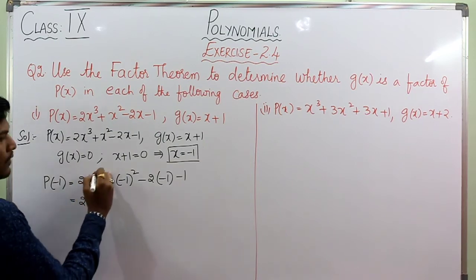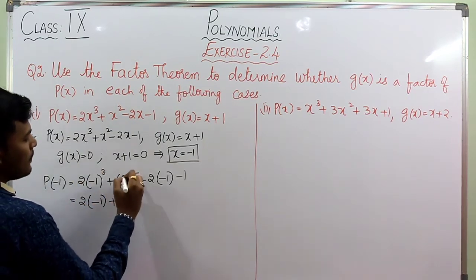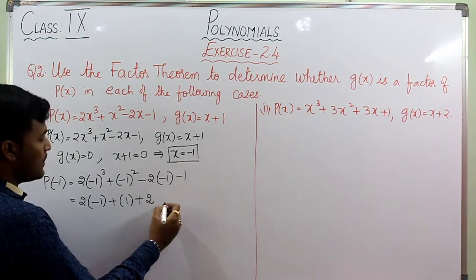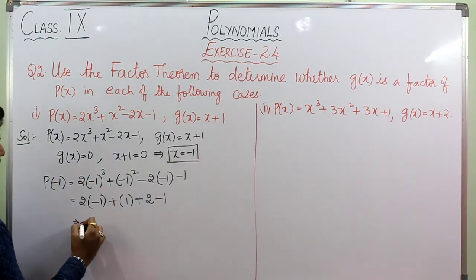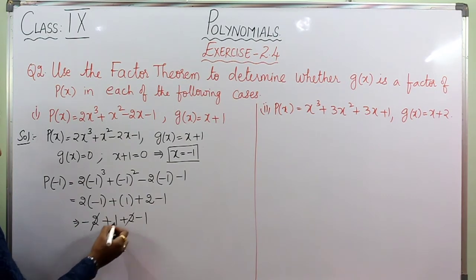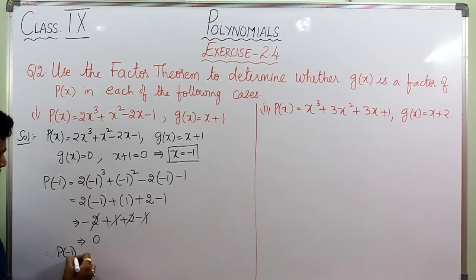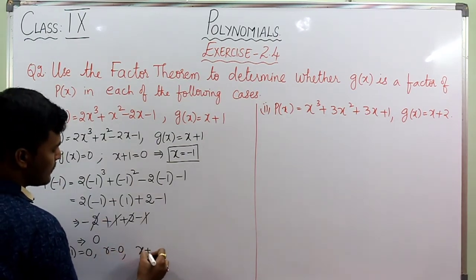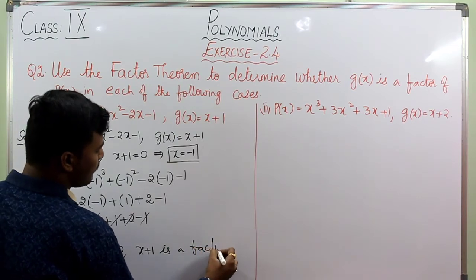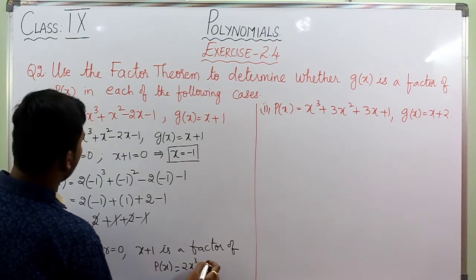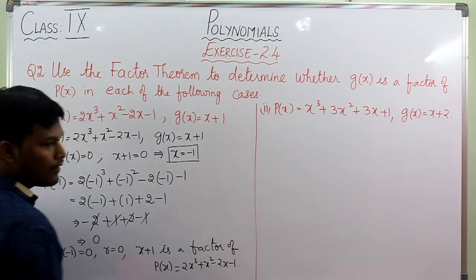So 2 into (minus 1) whole cube will become minus 2, plus (minus 1) whole square will become 1, minus into minus will become plus, and 2 ones are 2, and minus 1. So it will become 2 into minus 1 is minus 2, plus 1 plus 2 minus 1. Minus 2 plus 2 gets cancelled, plus 1 minus 1 gets cancelled. This will become 0. So therefore p of minus 1 is equal to 0. Therefore the remainder has become 0. Hence we can say x plus 1 is a factor of p of x, which is equal to 2x cube plus x square minus 2x minus 1.